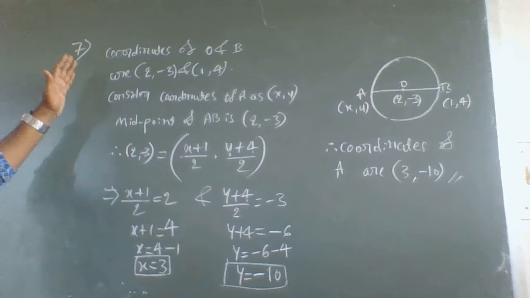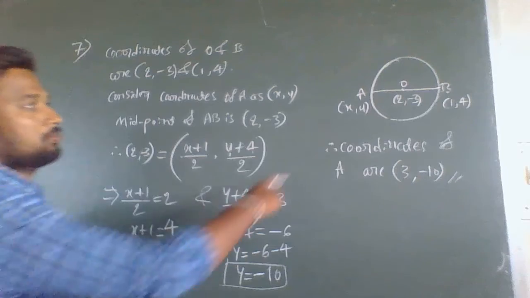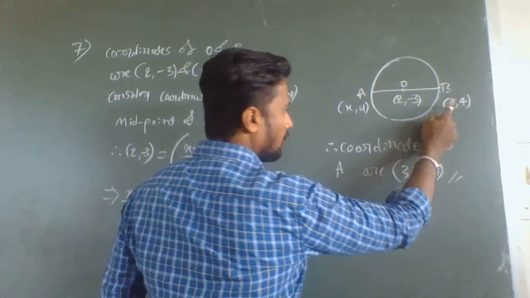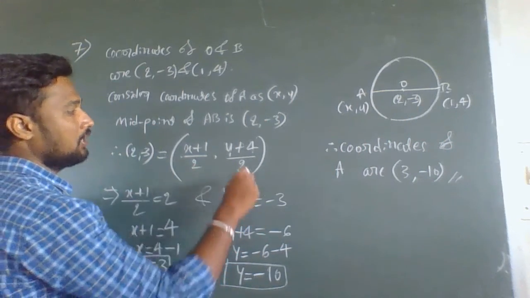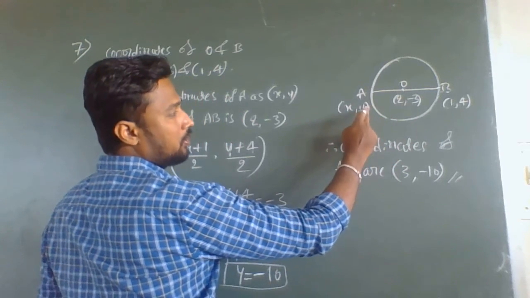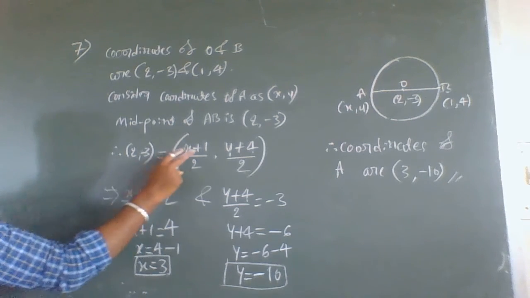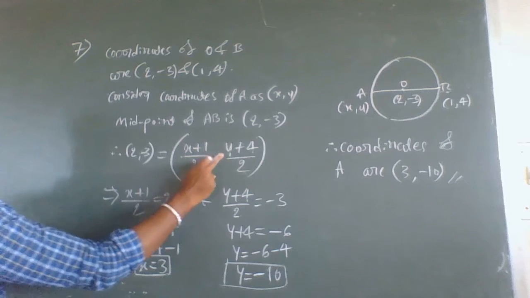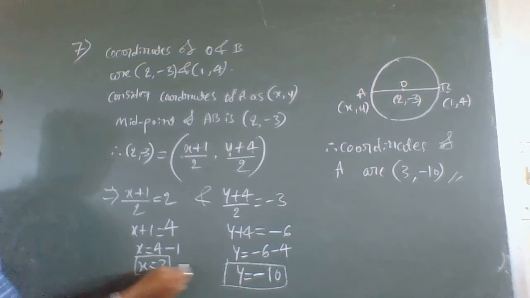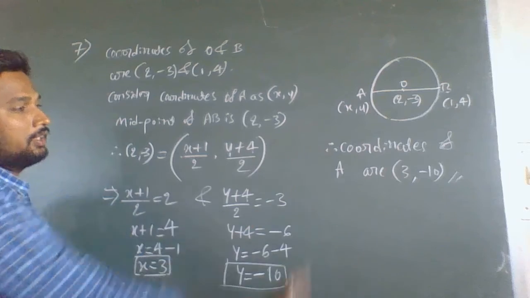So 2, minus 3 should be equal to the sum of the x coordinate values of points A and B, x plus 1 divided by 2, and likewise minus 3 should be equal to the sum of the y coordinate values divided by 2, y plus 4 divided by 2. By using this we got x plus 1 by 2 is equal to 2 and y plus 4 by 2 is equal to minus 3, and so we get the x and y values. These are the coordinates of point A.